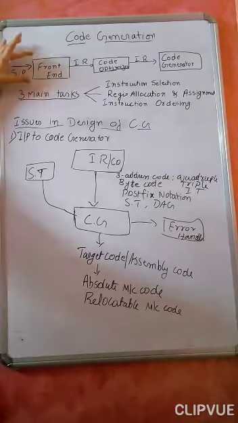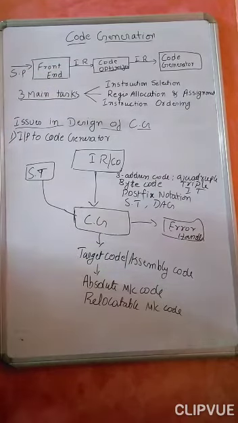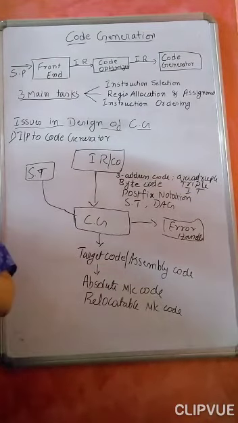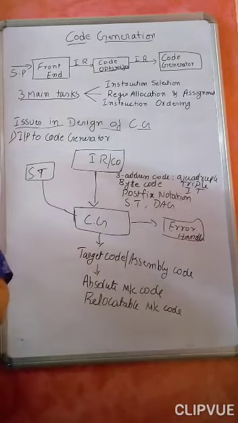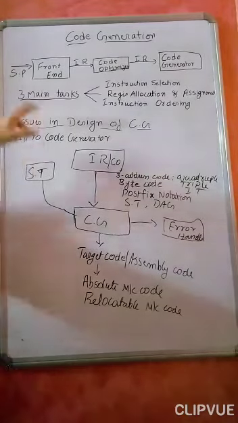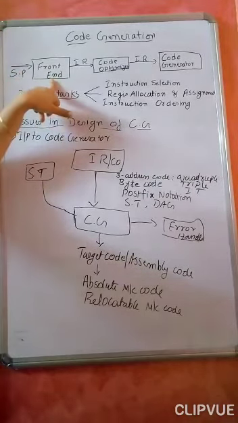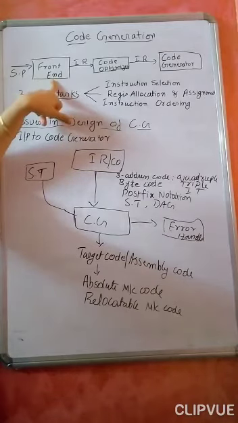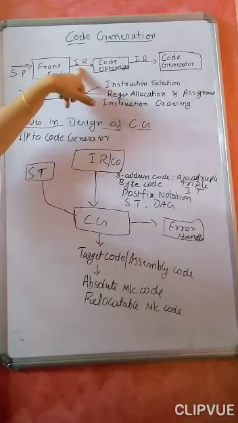In the previous session I told you about what a front end is. Usually your compiler is divided into a front end and a back end. The front end involves the first 4 phases of your compiler, that is lexical analysis, syntax analysis, semantic analysis, and the intermediate representation. Next to that, code optimization and the code generator come under the back end. Whatever the source program is, it is given to the front end. That means all the 4 phases are over, and what you get is an intermediate representation.